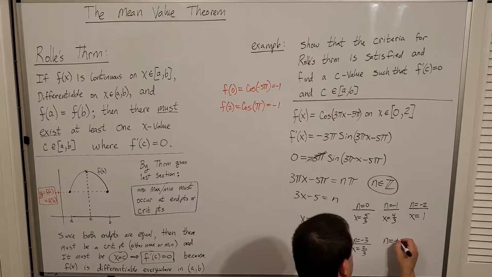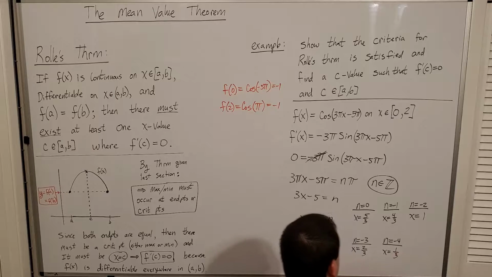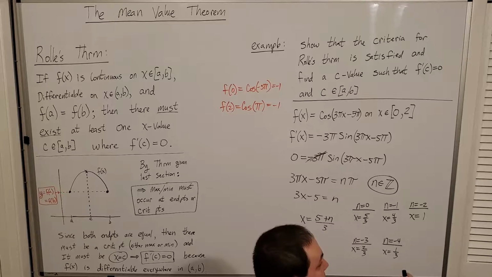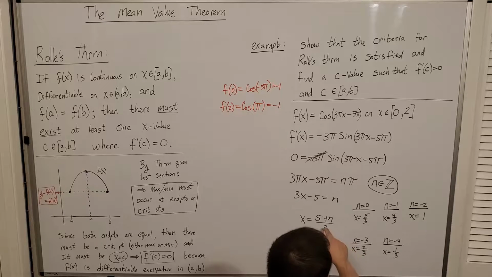And what about when n is negative 4? I could also pick where I'm getting x is 1/3. If I pick negative 5, I'm going to get 0/3, right? Which is going to give me 0, which is one of the endpoints.